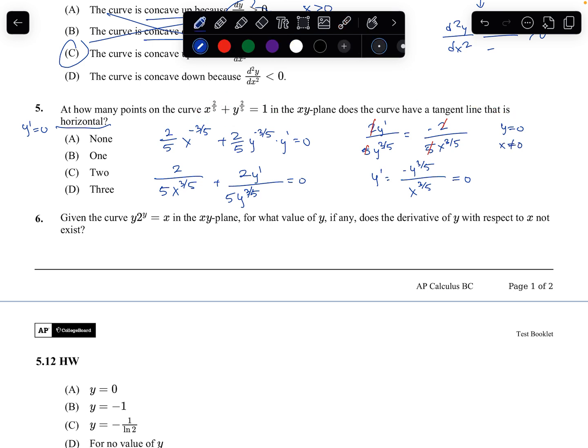That's going to leave us with x to the 2/5 is equal to 1. Say I were to raise both sides to the 5th power. If I raise this to the 5th and raise this to the 5th, we're going to get x squared equals 1. And if I take the square root, I'm going to get x is equal to plus or minus 1. And so that is two values. So 2 values.